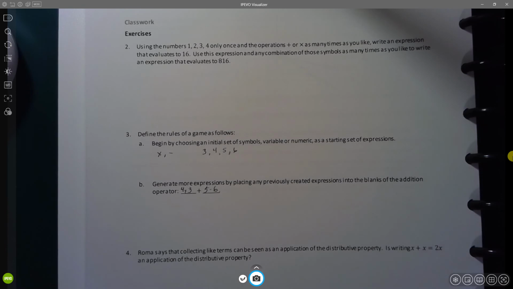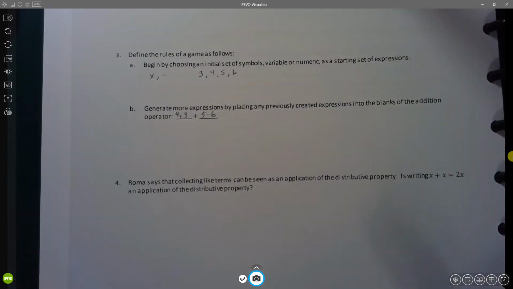All that's great and dandy, but it's not really what we're trying to get into. Tonight we're getting into algebraic expressions and the distributive property. The distributive property is going to be the key in this whole problem. So let's move on to number 4, because this is where we start really diving into the distributive property.